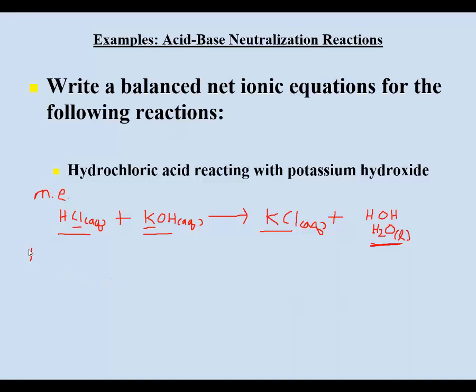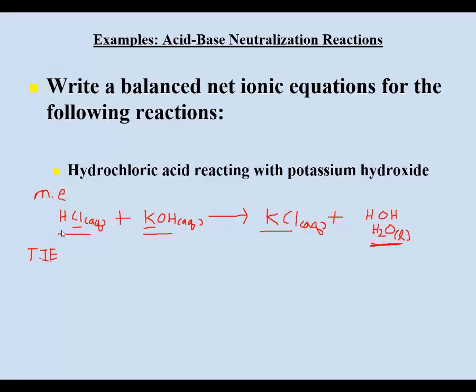So for my total ionic equation here, before I start to write it, I should make sure it's balanced. In this case, it was all 1 to 1 to 1 to 1, but realize not every chemical reaction will be balanced with coefficients that are all 1.